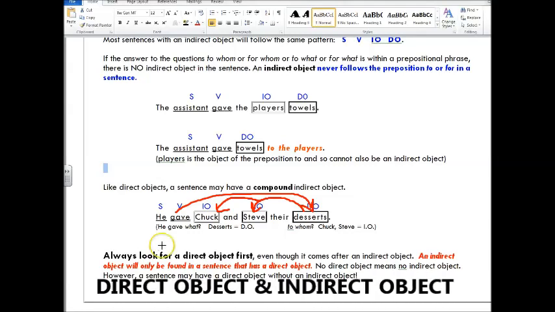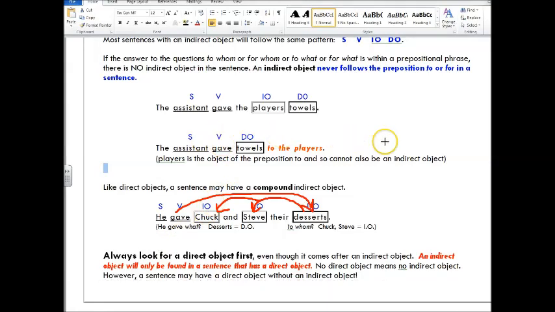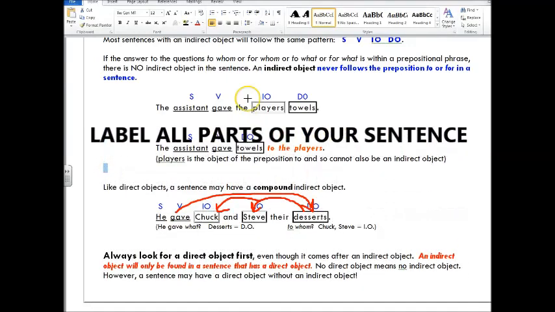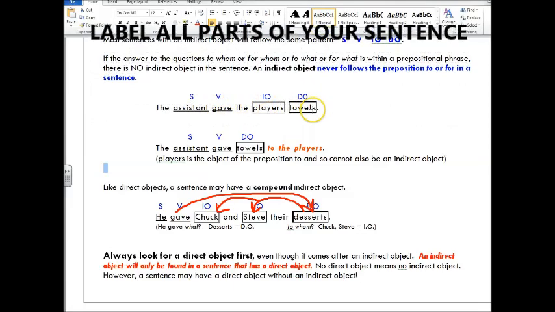Keep your sentence simple. S-V-IO-DO. Okay? No prepositional phrases. One verb, one subject, one direct object, one indirect object. You have to tell me what your subject, verb, direct object, indirect object are. Your S, your V, your IO, and your DO. Okay?